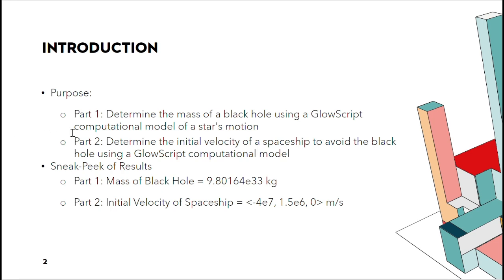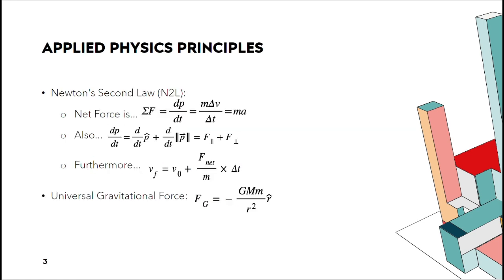And a sneak peek of the results: I found the mass of the black hole to be this number and the initial velocity of the spaceship to be this vector. The applied physics principles in this lab are Newton's second law and the universal gravitational force. We know that Newton's second law states that the net force is proportional to mass times acceleration, or the change in momentum over the change in time.